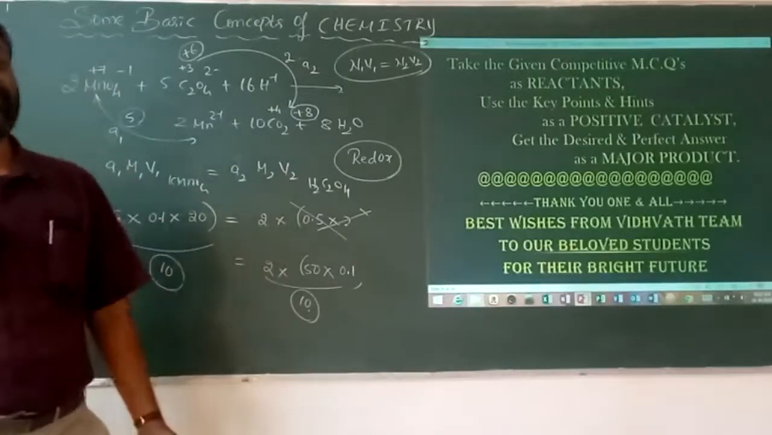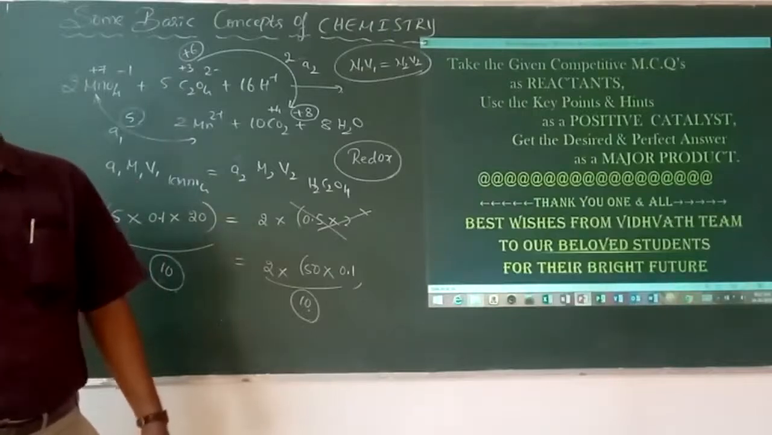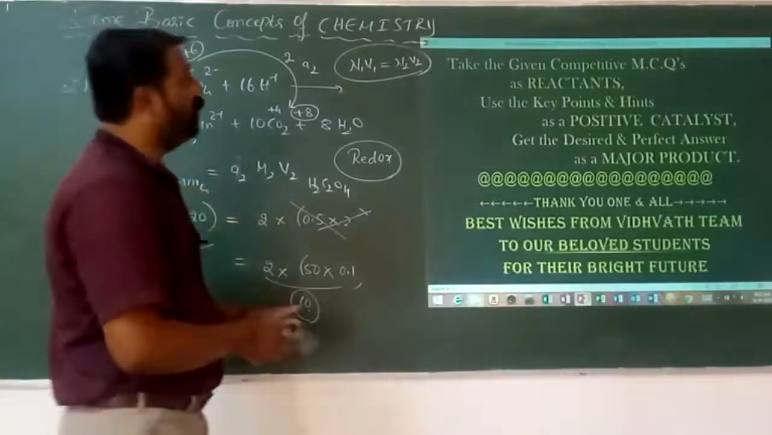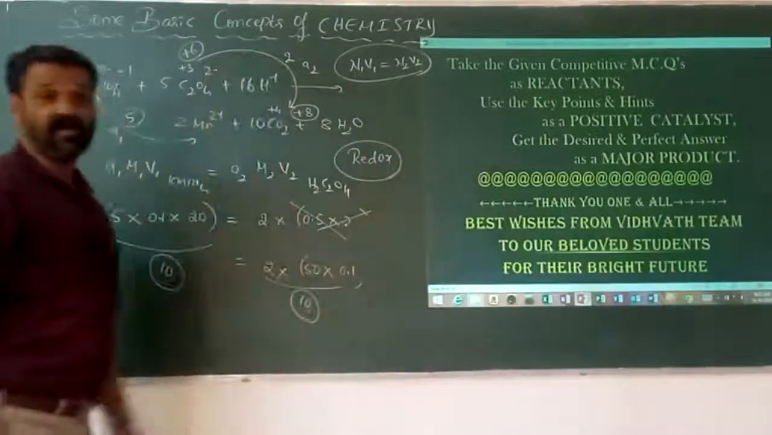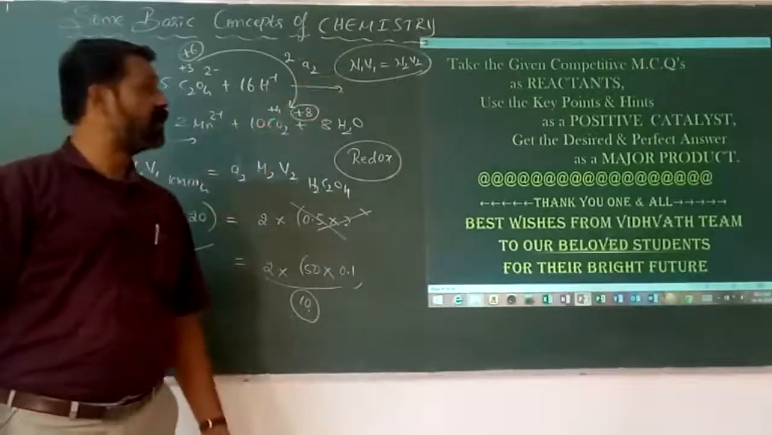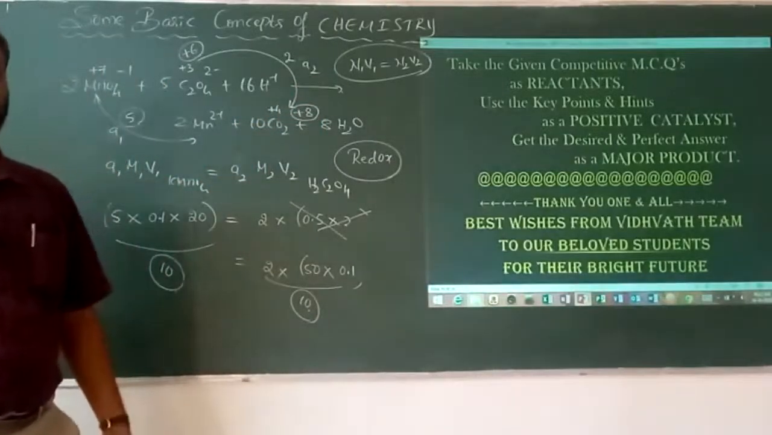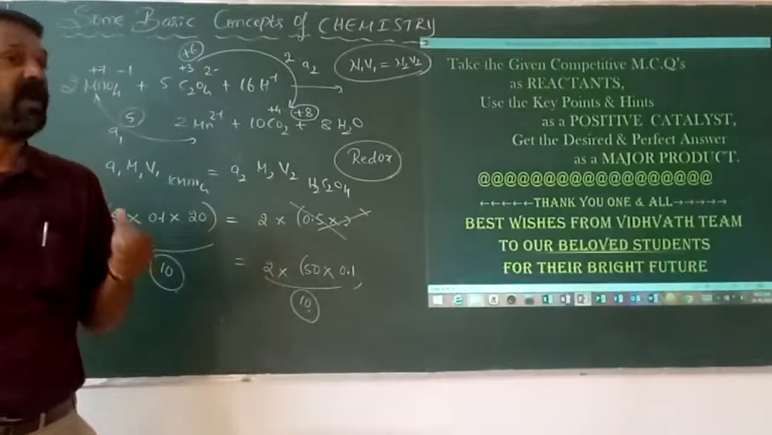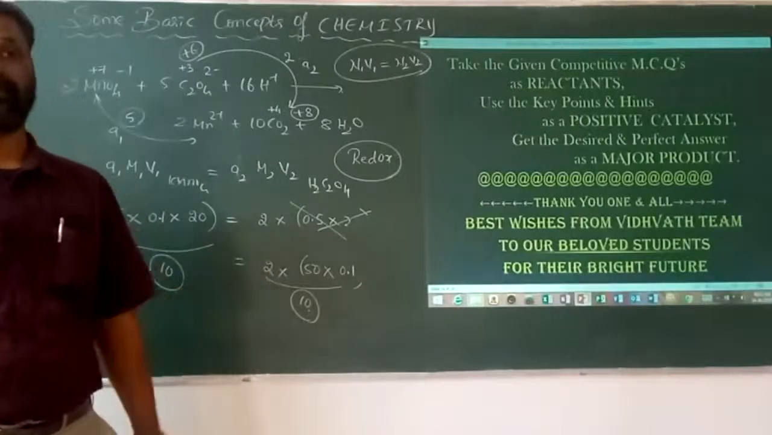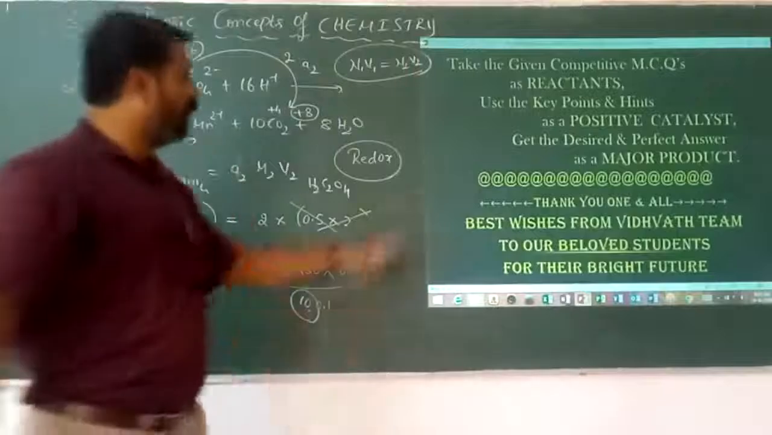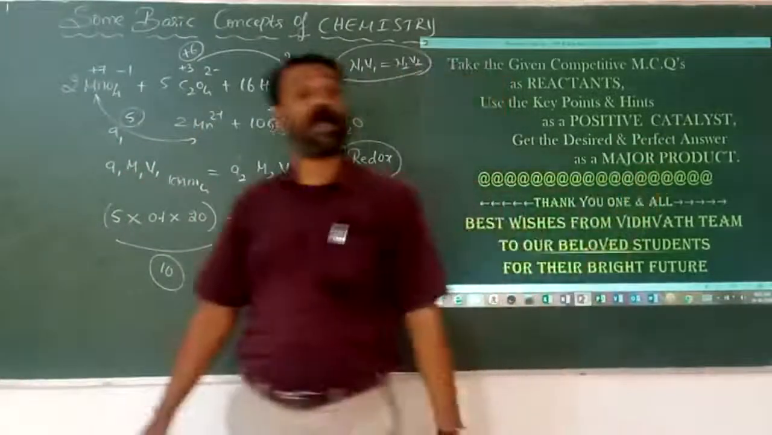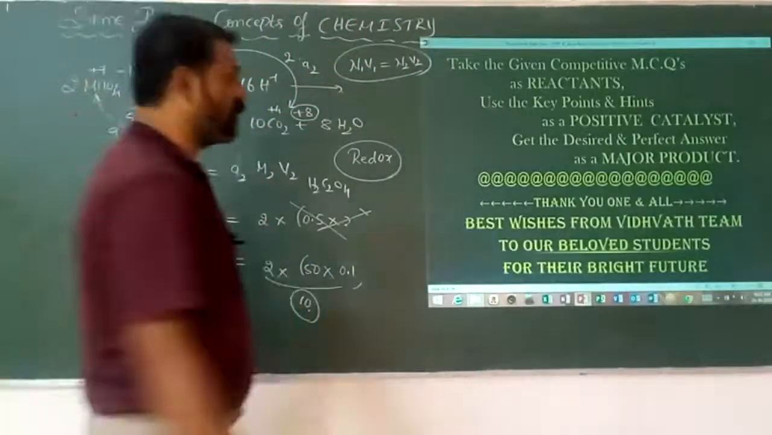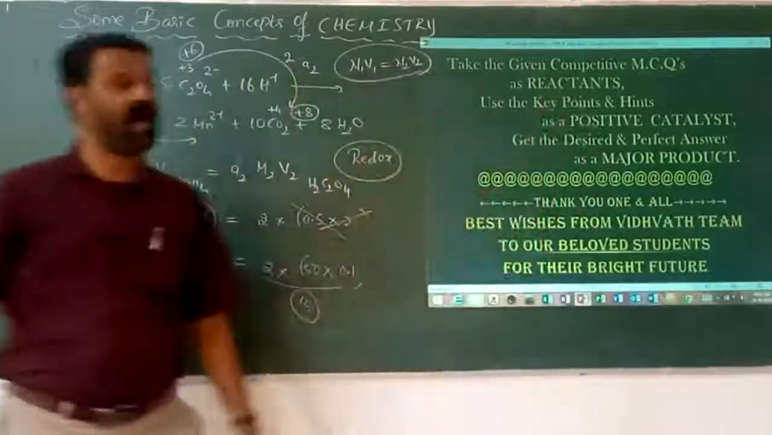Before that, you must be very familiar with the various formulas that I have mentioned, and also the synoptic points, meaning the key points. That is why I have mentioned them. As far as chemistry is concerned, take the given competitive MCQs as reactants. We are selecting one MCQ, and as per this, it is a reactant first, before the start of the reaction. What is the final outcome I am getting? We get the desired and perfect answer as the major product, because if the reactants are reacting, we have to get the product, but that product must be perfect and desired.